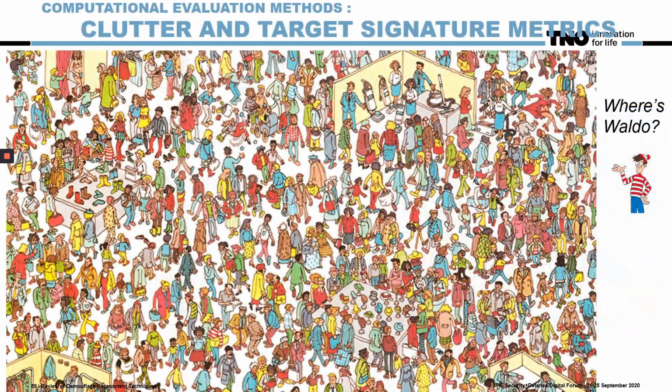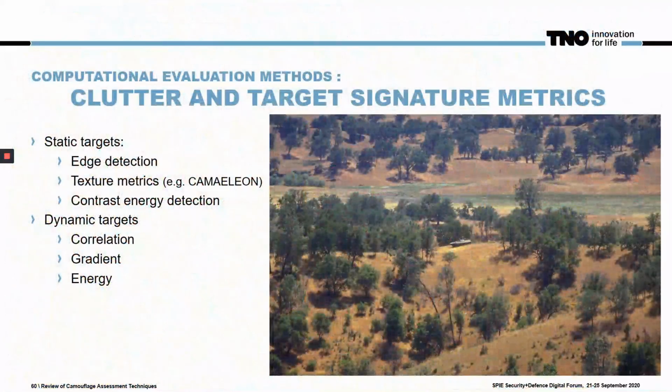This slide shows an example of a cluttered scene. Clutter is typically defined as the collection of image elements, their heterogeneity, for instance shape, color or size variation, and arrangement, for instance symmetrical, random, locally or globally clustered, that interfere with the detection of the target. Local cluttermatics typically quantify the distinctness of a target by computing the structural dissimilarity between a target and its local background. For static targets, this involves edge detection, texture discrimination, and energy contrast detection. For dynamic targets, this requires correlation, gradient, and energy detection methods.